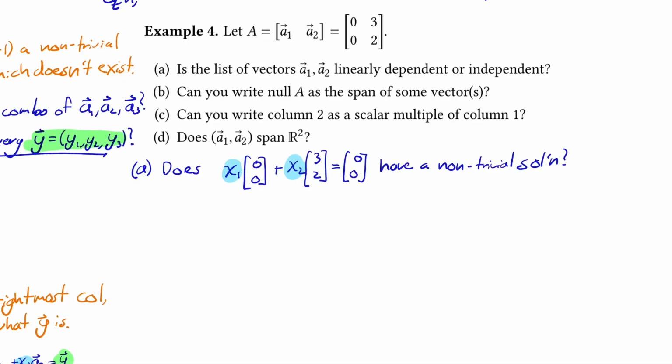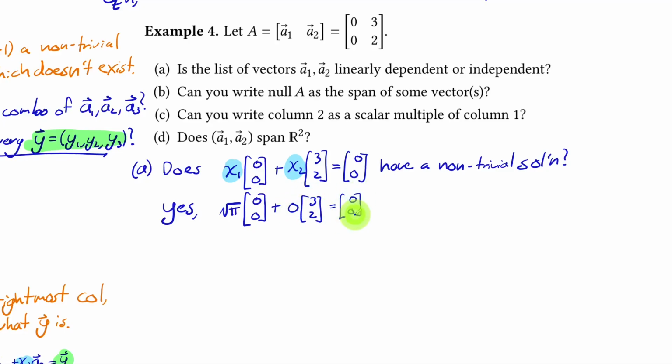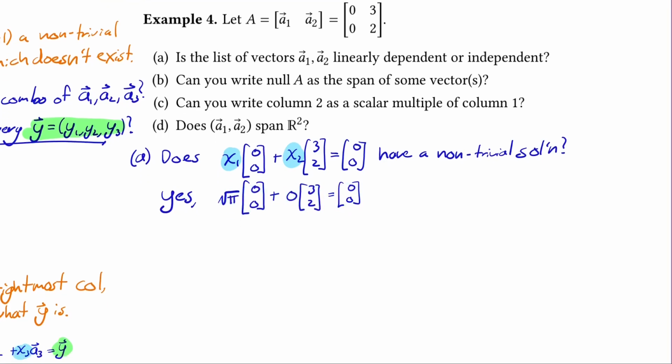I'll let you think about it for a minute if you want to pause the video. And the answer is yes. x1 can be anything, for example, the square root of pi. But x2 actually has to be 0. Right, because we're going to do the square root of pi times 0 and 0 times 3, and that will be 0, and the square root of pi times 0 and 0 times 2, and that adds up to 0 as well. So, yeah.